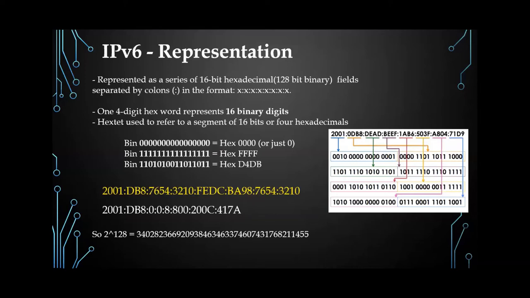You know the number systems: hexadecimal, decimal, and binary. Binary is base 2, and hexadecimal is base 16. So IPv6 addresses are a combination of hexadecimal groups, and they are separated by colons, not by dots. This is a very important thing which has to be noted.